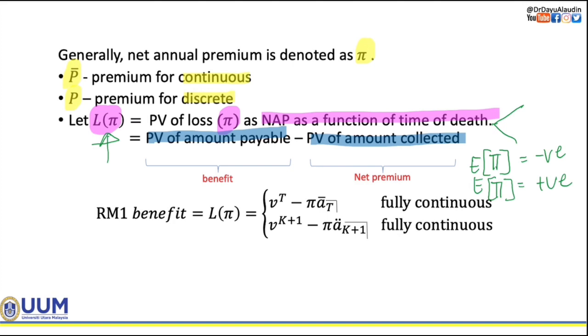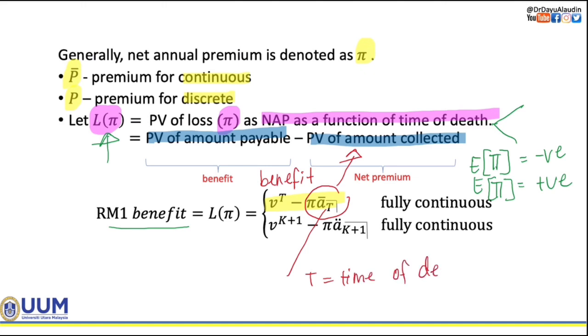So for the benefit of RM1, for fully continuous it is v^T minus NAP times the accumulated value until T years. So this is referring to the benefit, minus the amount collected, or the net premium. So this is for the continuous case. T refers to the time of death or when it is failure.